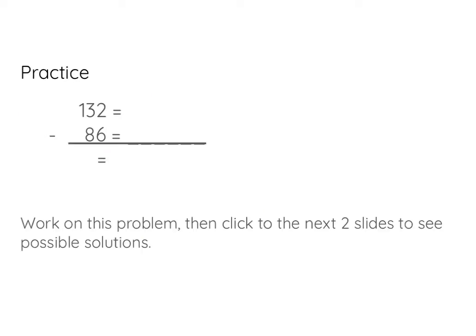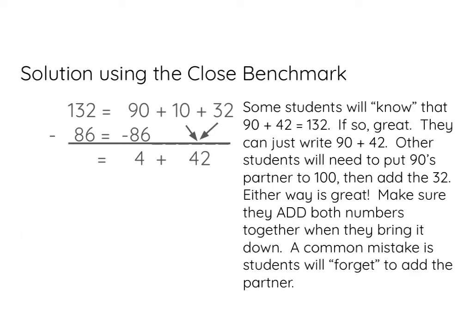All right, let's practice. Here's your problem, 132 minus 86. Go ahead and try to do it with the close benchmark and the big benchmark, and then click on the next 2 slides to see how you did. All right, 132 minus 86.